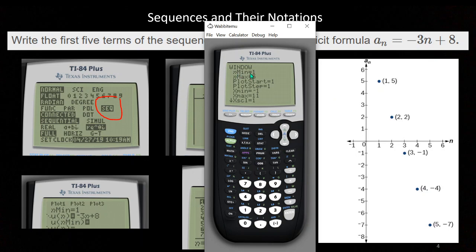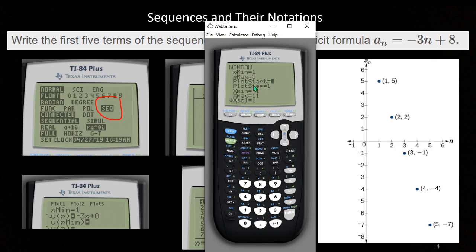So, n min means what do you want to start with? It was over here too. So you have to choose what number you want to start with. We want to start with 1, okay? And then we go to window. So it says n min and n max. We want to go to n equals 5, right? So min and max is 1 and 5.